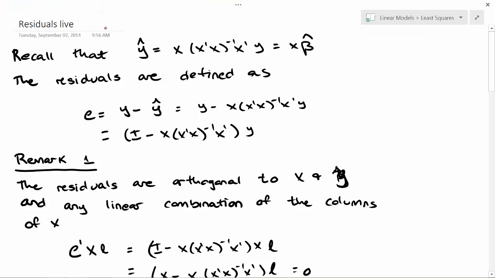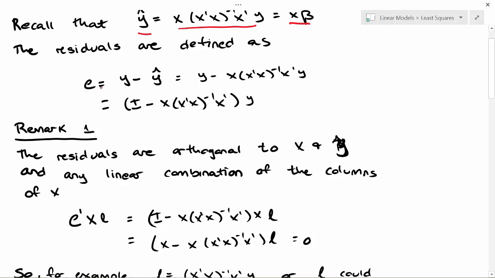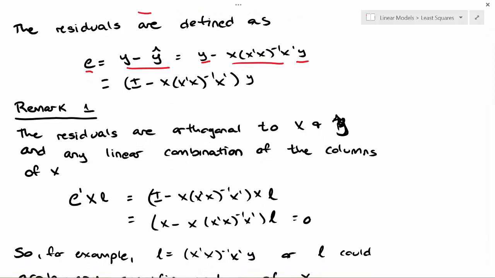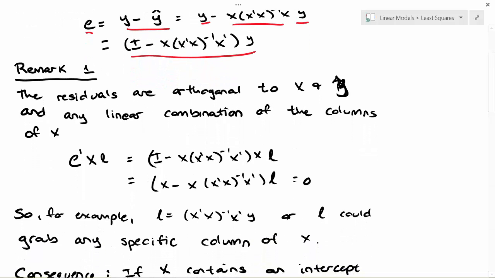Let me define the residuals. Just before I do, let's remind ourselves that y hat is X (X transpose X) inverse X transpose y, or X beta hat. The residuals are then defined as e, which is y minus y hat. That's y minus the hat matrix times the y vector again. If I factor out y, I get I minus X (X transpose X) inverse X transpose, times y.